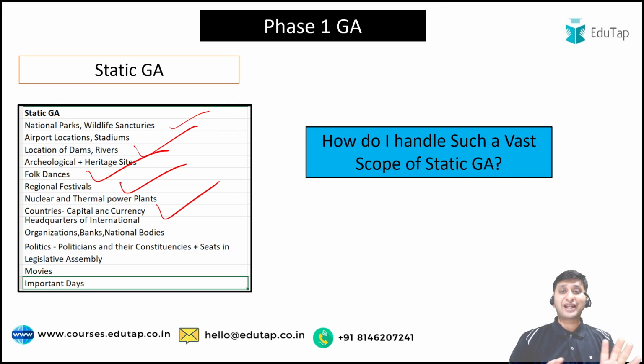But the point is that static GA is really vast. Can you remember all these national parks, wildlife sanctuaries, dams, rivers, folk dances, regional festivals, countries, their capitals, their currencies? No. I mean, you are not an encyclopedia. So how can you manage such a vast scope of static GA?